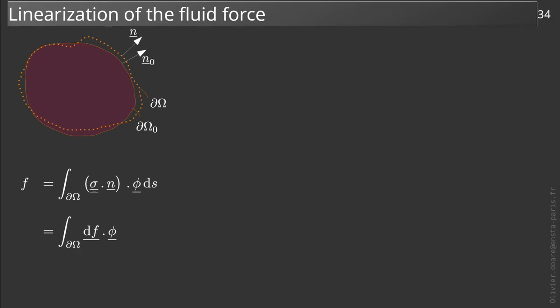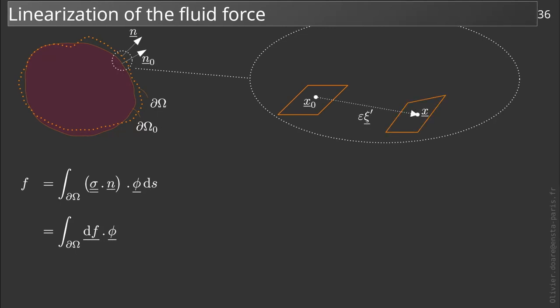During the transformation, the normal to the surface changes from n naught to n. Let us enlarge a small part of this surface and represent it in 3 dimensions. During the transformation, a small surface element centered at position x0 moves to the position x. These two positions are linked by the displacement vector epsilon psi prime. We note ds the oriented surface element, which in the reference state is ds0. Similarly, the fluid stress is noted df0 in the reference state and df in the current state.